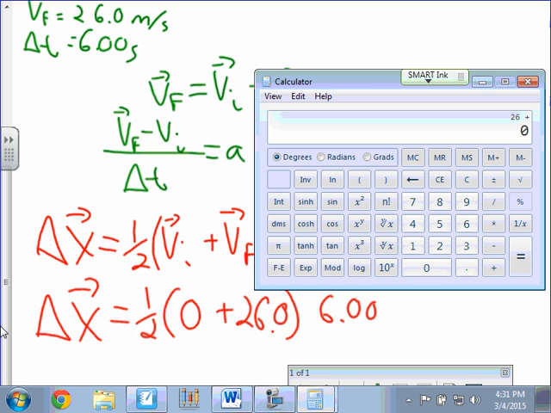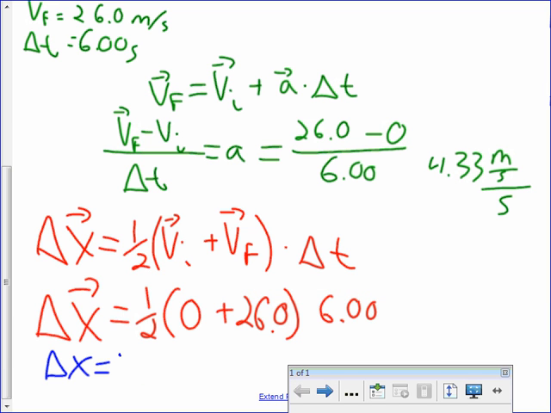26 plus 0 times 0.5. That's the first one because you remember order of operations. Times 6. Left with 78. All of these have 3 sig figs, so my answer needs to have 3 sig figs. And so my delta x is equal to 78.0 meters.